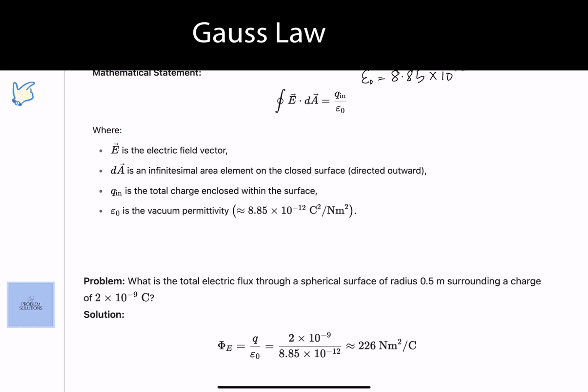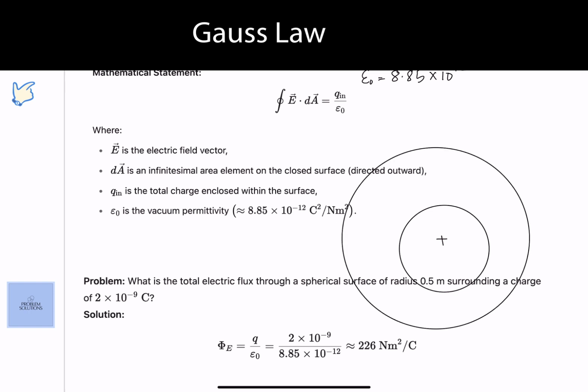According to Gauss's law, the electric flux is Q by epsilon naught. So Q divided by epsilon naught. You notice that the radius given has not been used because it doesn't matter. The reason being, if you have a charge, and you consider a surface around it, and then you consider another surface around it, the electric flux passing through both of these surfaces is the same.